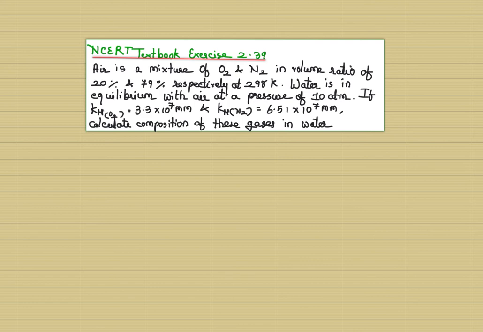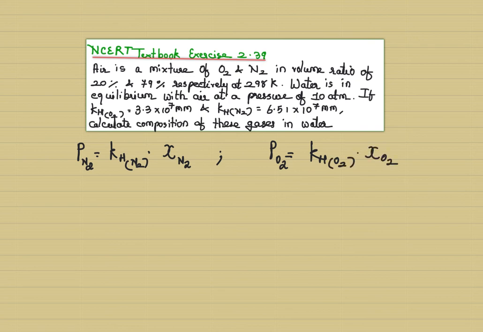For example, we would be using this formula that partial pressure of nitrogen should be equal to KH for nitrogen into mole fraction of nitrogen. And the other equation that we need to use is for oxygen, which is KH for oxygen into mole fraction of oxygen, right? Now the point is, these values are already given. The KH for nitrogen given is 6.51 into 10 raised to 7 mm. And this value given here, for oxygen, is 3.3 into 10 raised to 7 mm.